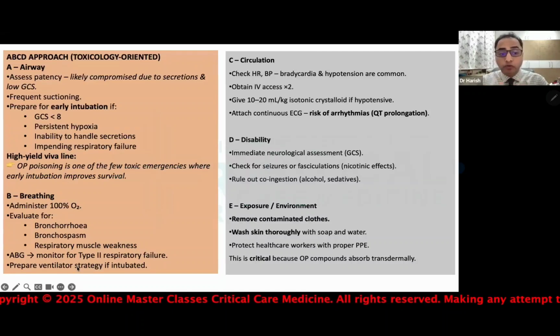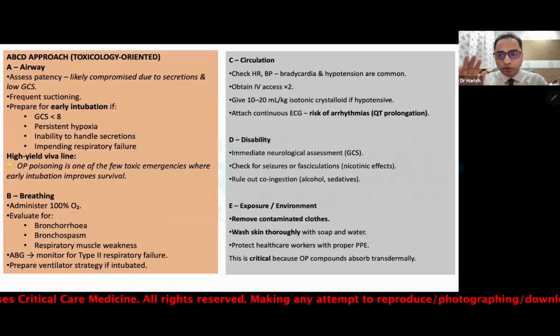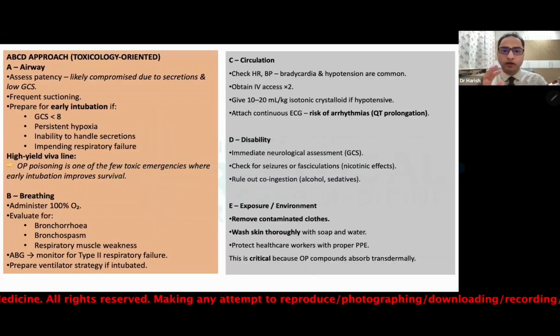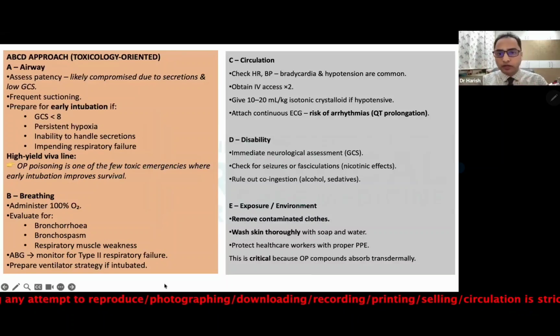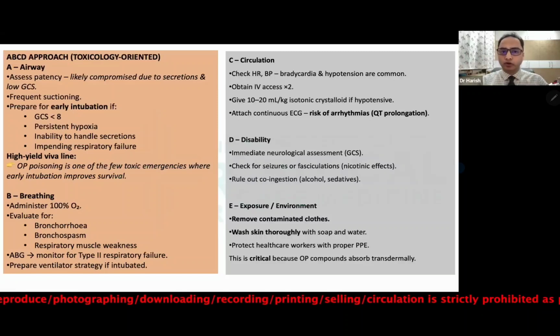So ABG, you might expect some sort of type 2 respiratory failure. By the time they have accumulated carbon dioxide, it may already be significant respiratory failure. So prepare a ventilator strategy if you intubate this particular patient.